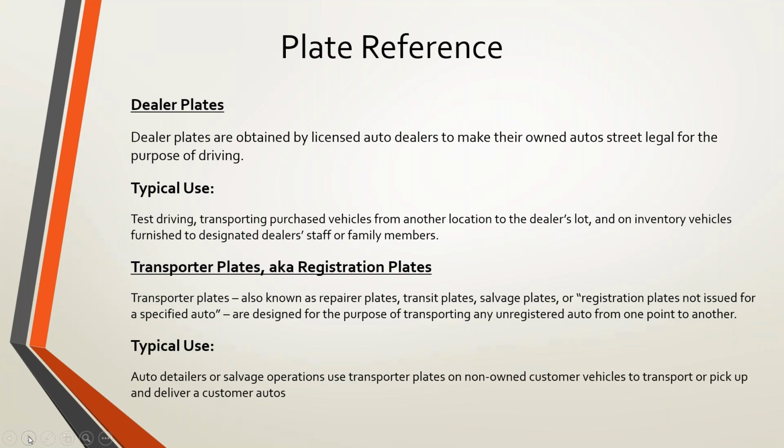you guys are going to be getting a copy of this, so you're more than welcome to read through it. But again, it's just a brief explanation of what the difference is between the plates. I typically don't see transporter plates very often. It's mainly the dealer plates that we come in contact with.